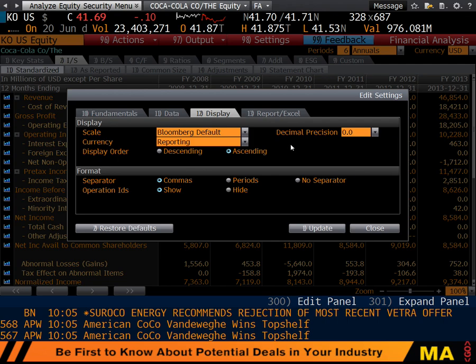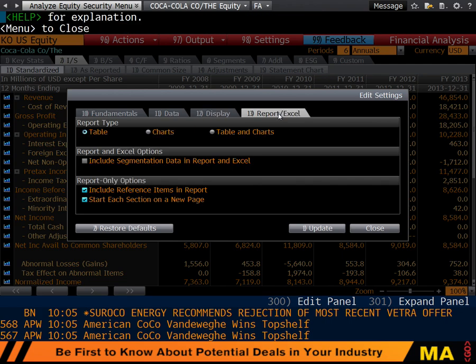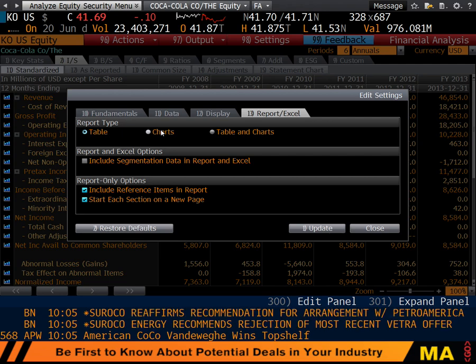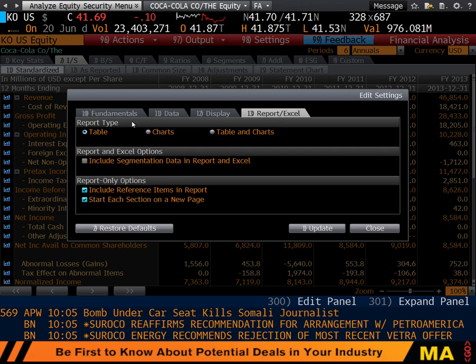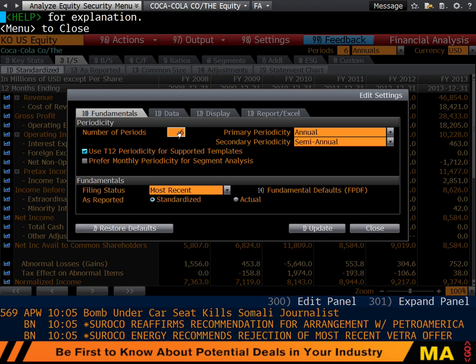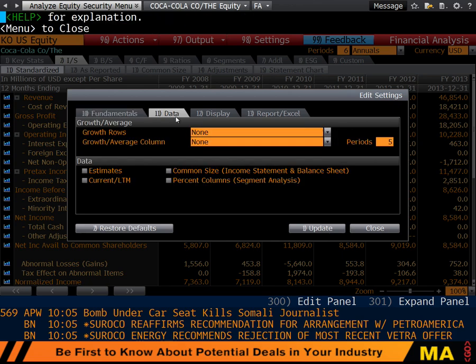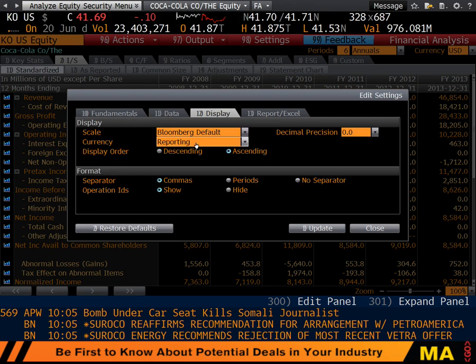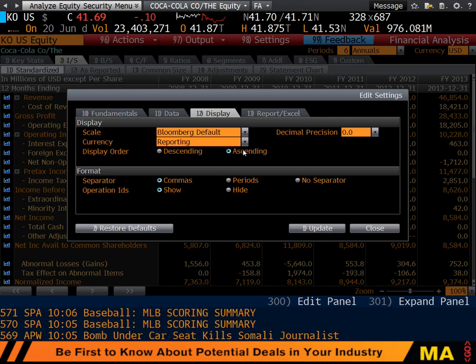So what you're primarily going to have to change, and then you can go to Excel, it defaults to table, but you can also export chart data. Don't export any chart data. We just want the raw data. When you sign up for an account and set up the default exporting settings, you won't really have to change this one. What you'll have to change is number of periods to 6. You'll have to change data to uncheck estimates and current last 12 months. And you'll have to come in here and switch it from descending to ascending order.